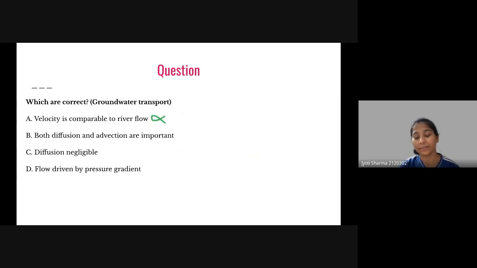But diffusion and advection are important. Yes, we learnt about this. Diffusion negligible. I can't say that diffusion is negligible. It is also an important term. We can't neglect it. Flow driven by pressure gradient. No, this is driven by hydraulic gradient. So this is also not the right one.